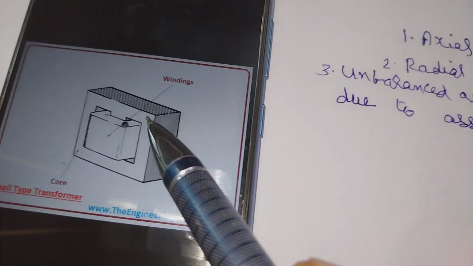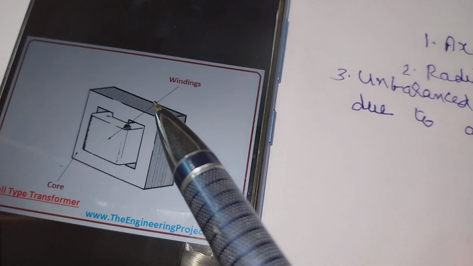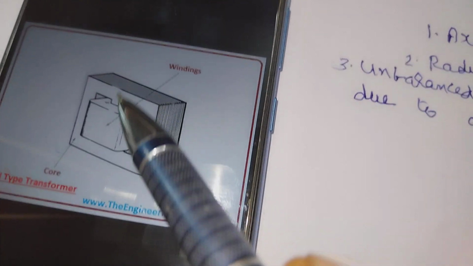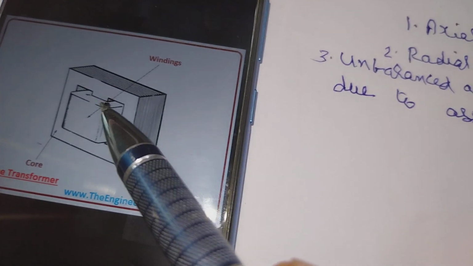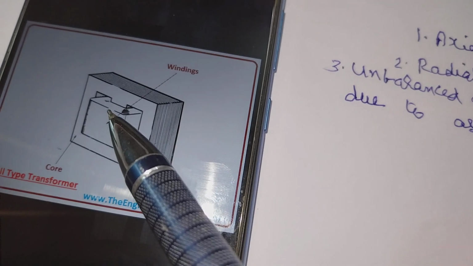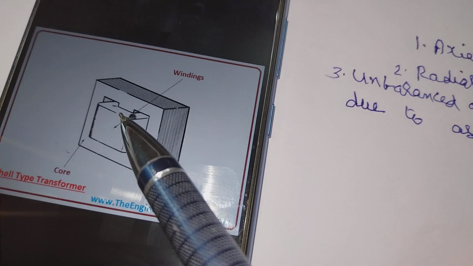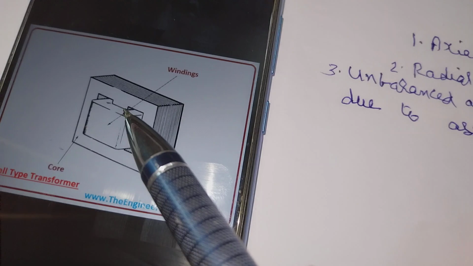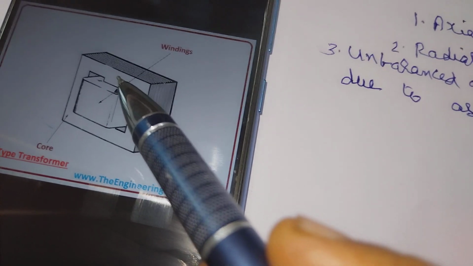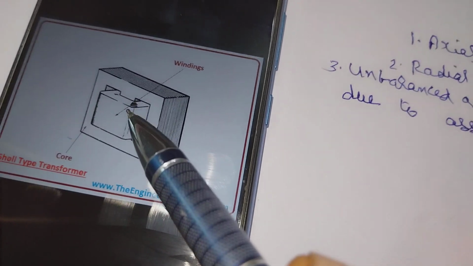In shell-type transformers, here is a shell-type transformer, the coils are rectangular. See the rectangular coils? But these coils are mechanically sound as a sizable portion of the coil is braced by the core for considerable length.